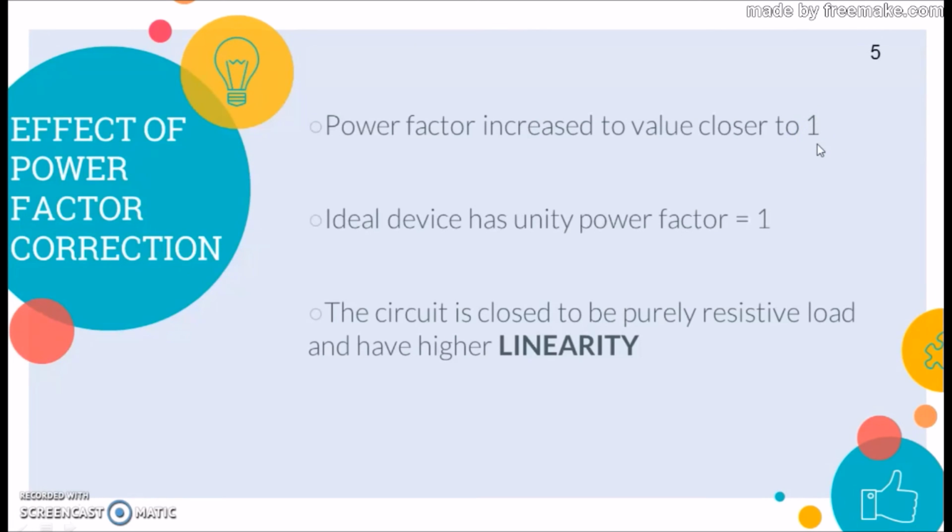After both calculation and simulation are done for power factor correction, the power factor increased to a value closer to 1. The ideal device has unity power factor, which is good. The circuit is close to a purely resistive load and also has higher linearity. As the conclusion, at the end of this assignment, students get to understand AC circuit analysis and also the importance of power factor correction.